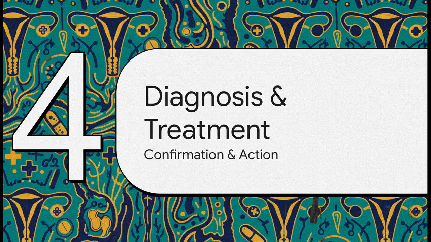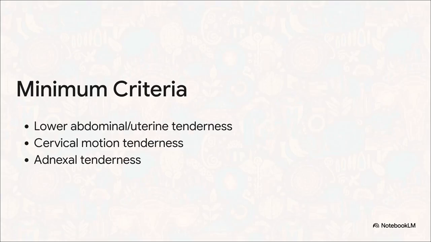All right, on to the next critical step. How is PID officially diagnosed, and what's the plan of attack for treatment? So believe it or not, for a doctor to even start suspecting PID, they often just need to find these three key things during an exam. If a patient has that lower abdominal pain, plus the cervical motion tenderness and the adnexal tenderness we just talked about, well, that's a very, very strong indicator that PID is the culprit.